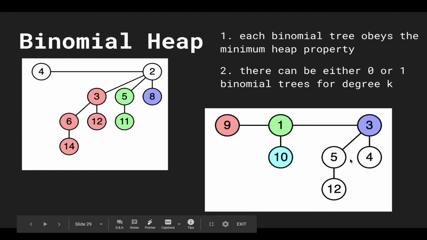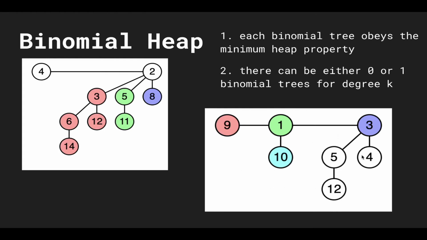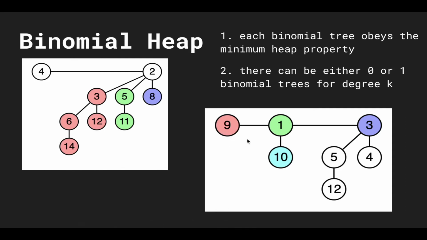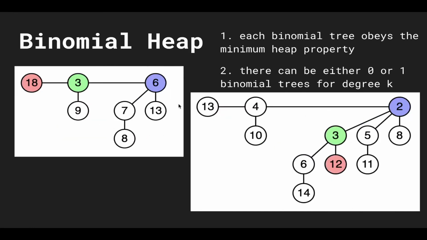And it also satisfies the second property where for any degree k, at most we have one binomial tree of degree k. So here we have a tree of degree 0, 1, and 2. We don't have any overlapping trees. Here are two more examples of binomial trees. You can notice that both of them satisfy the minimum heap property.